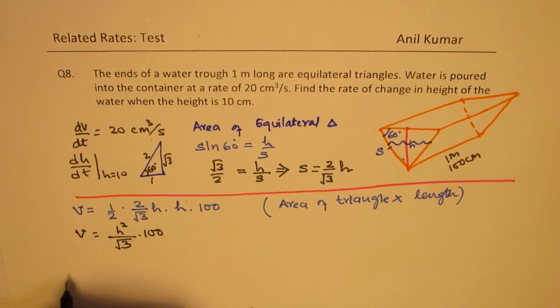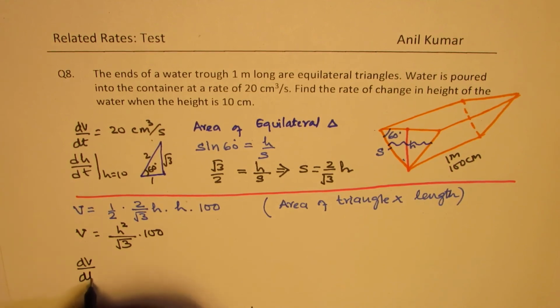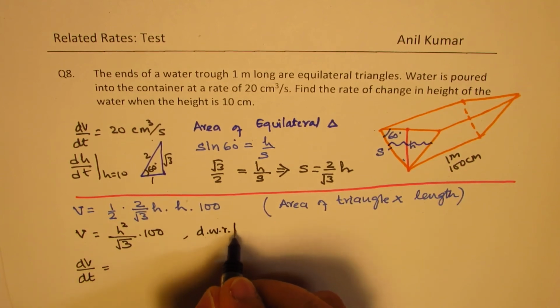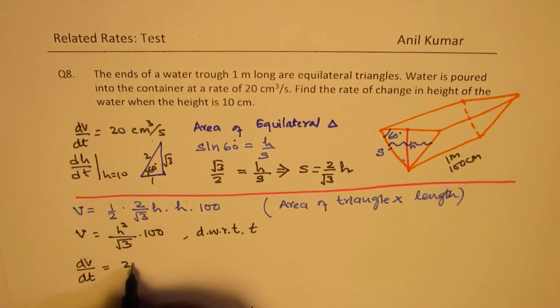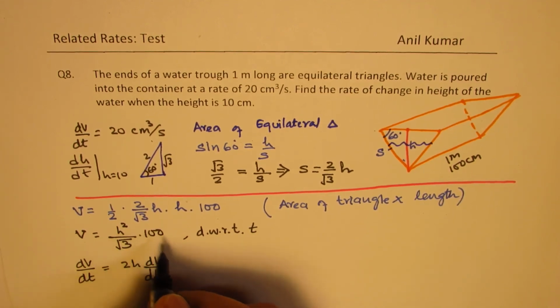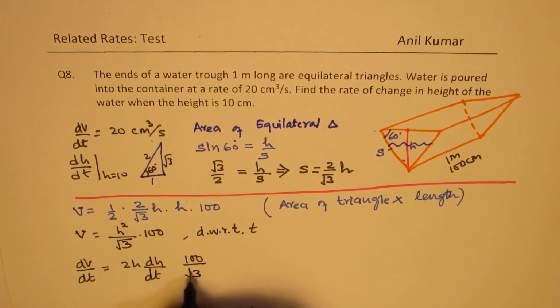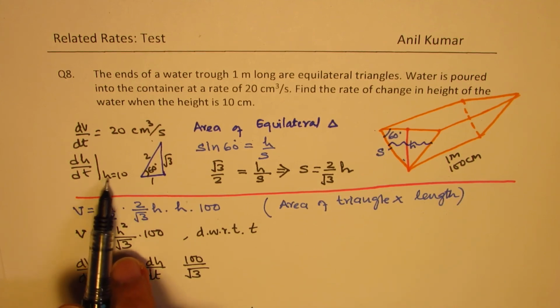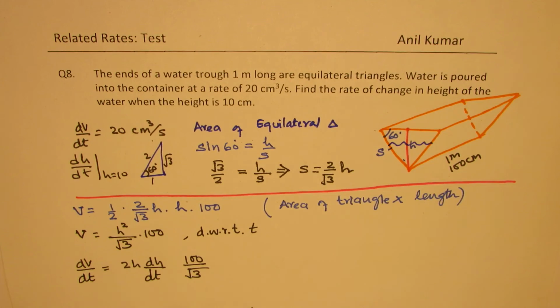Now, rate of change of volume will be dV/dt, and this will be differentiating both sides with reference to time, correct? So we get 2h dh/dt, correct? As far as the constant is concerned, it is 100 over square root 3. Clear? Now from here, we can easily find what the rate of change of height is, which we are interested in finding. And when h is 10, correct? So we can just substitute these values. So we can isolate dh/dt.